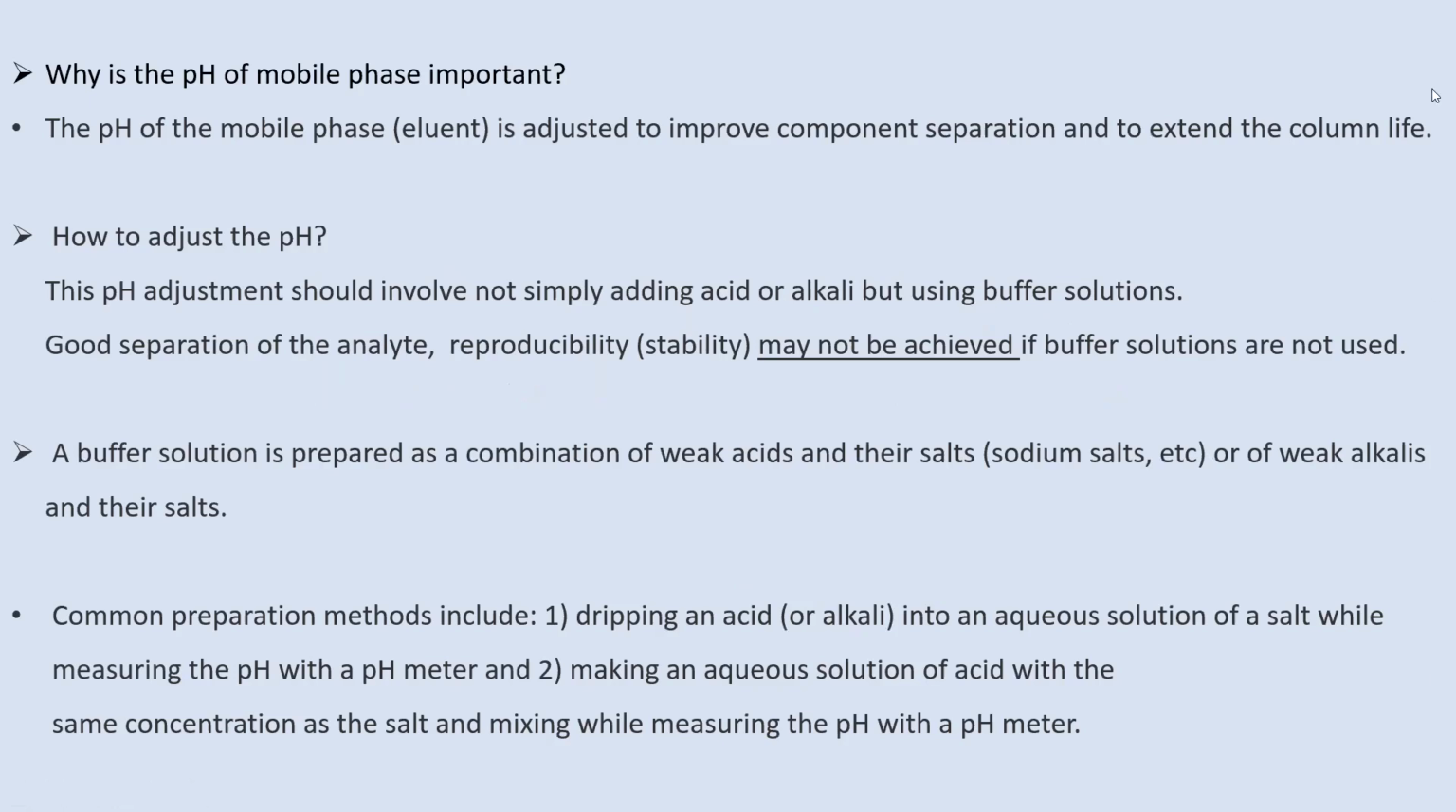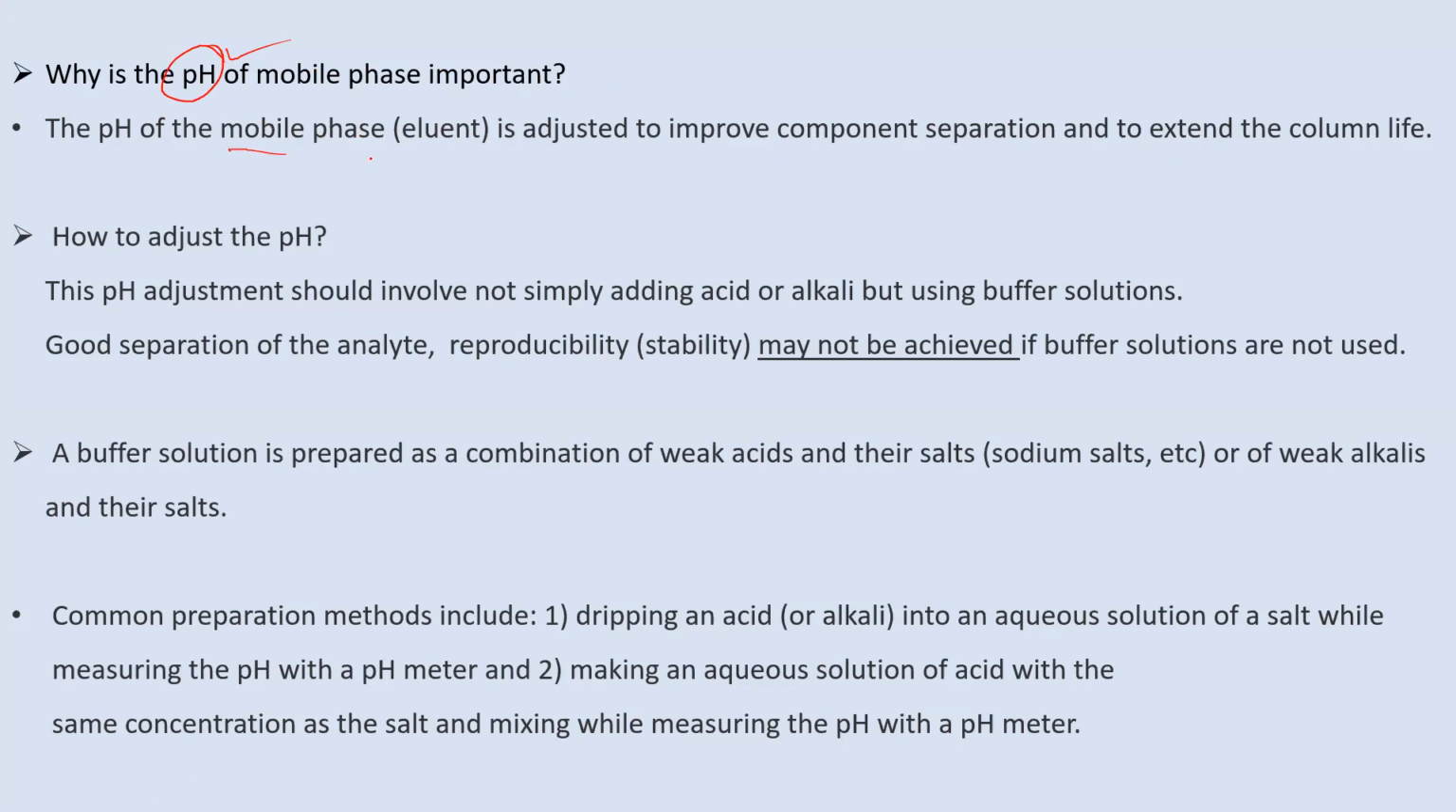Now, when we talk about column chromatography, we have seen the terms mobile phase, stationary phase, eluent. Okay, we have seen how to pack a column, how to equilibrate the matrix, all of that. So pH is an important factor. And why is the pH of a mobile phase so important? Because now we are discussing buffers. So yes, it will resist the change in the pH. A buffer is a substance that resists change in the pH of the entire system. The pH of the mobile phase is adjusted to improve component separation and to extend the column life.